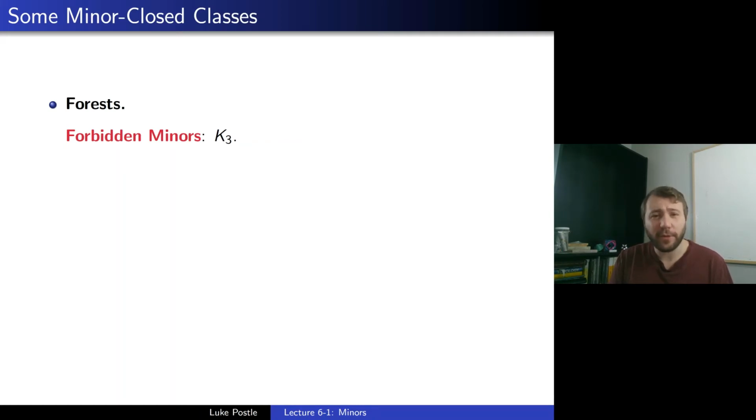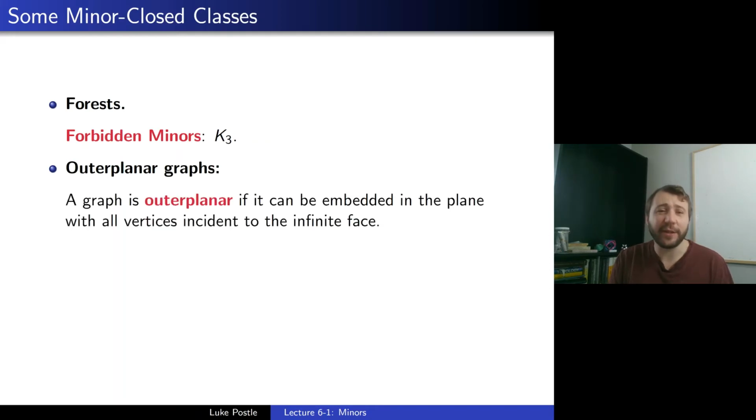Here's one maybe you don't know: outerplanar graphs. So what is an outerplanar graph? Well, it's like a planar graph, but a graph is outerplanar if it can be embedded in the plane with all vertices incident to the infinite, or also called outer, face. So all vertices are on the outer face. And it's a nice rich class of graphs, a little easier to understand than planar graphs.